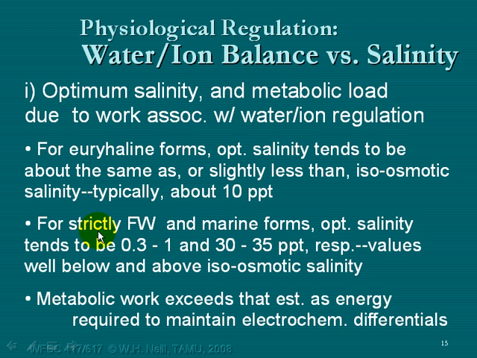For strictly freshwater forms, the optimum salinity tends to be about 0.3 parts per thousand, a little more than that. You want a little salt in the water. You don't want it less than 0.1. From 0.3 to 1 part per thousand, and 30 to 35 for marine forms. Those are the optimum levels of salinity.